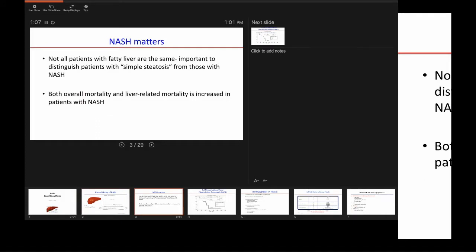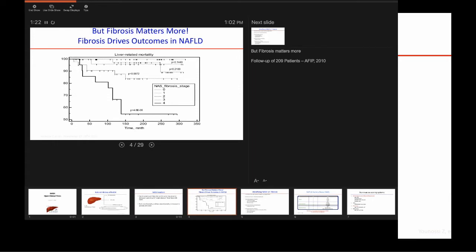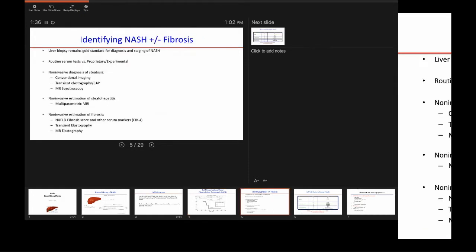And not all patients with fatty liver disease are the same. It's important to distinguish patients with simple steatosis or bland fat from those with inflammation, and both overall mortality and liver-related mortality is increased in patients with NASH. But the most important thing is that it's really the fibrosis that matters. So even if you have steatohepatitis in the absence of fibrosis, it does not really matter. And so when we think about these patients, the most important thing to say is, okay, you have fat, but the question is, do you have fibrosis?